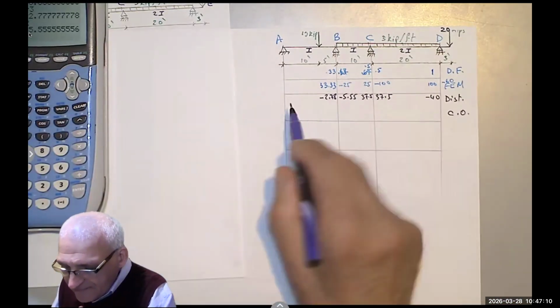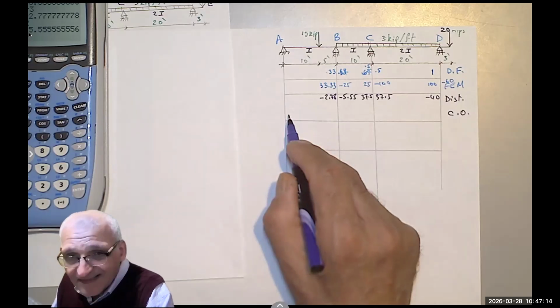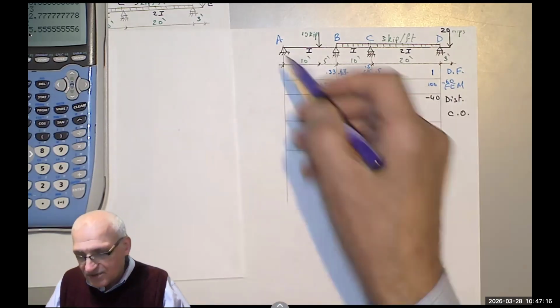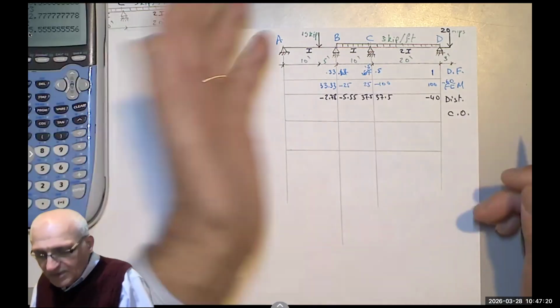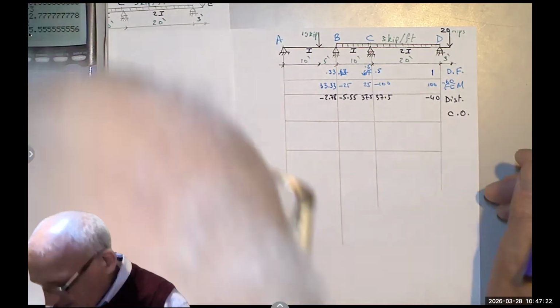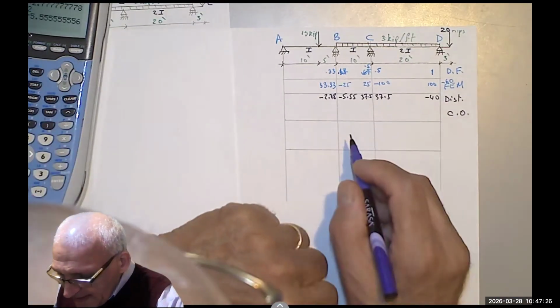Of course, you could have found the moment here and then subtracted because it's 0, like the distribution factor, and you will end up with 0 anyway. It's a waste of time, right? So now we are going to do the carryover.